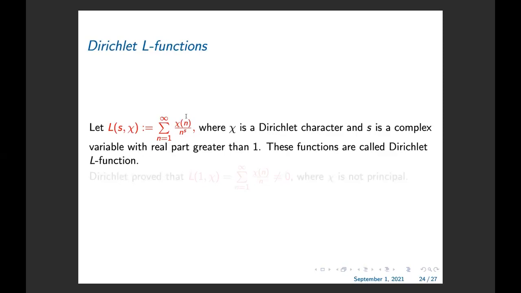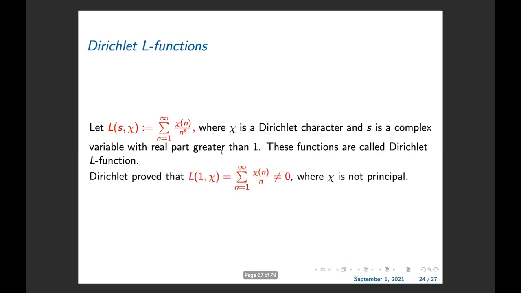And this series, of course, whenever we choose s with the real part of s greater than 1, behaves like a function because it will converge. So this series is called the Dirichlet L function.